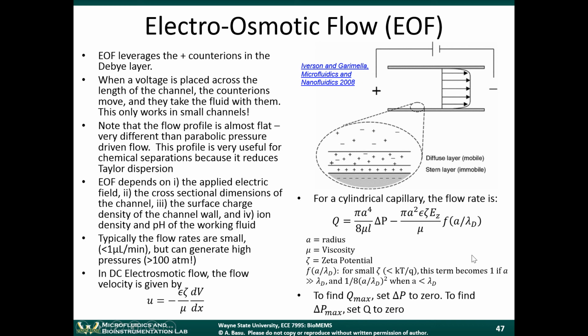The thing I want to point out in this formula is look at the scaling. We've been talking a lot about geometric scaling in this class. The pressure-driven term, the flow rate due to a pressure gradient, scales as a to the 4th. The electroosmotic term scales as a squared. So which one's going to be more significant at the microscale?